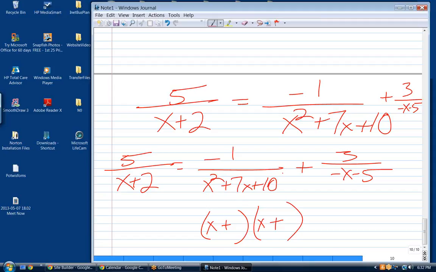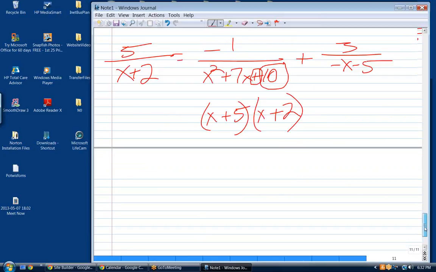Now, I'm looking for factors of 10, two numbers that multiply to 10, that because of this plus sign right here, add to 7. What are those? What factors of 10 add to 7? 5 and 2. Okay. Now let's check and see whether that's correct.